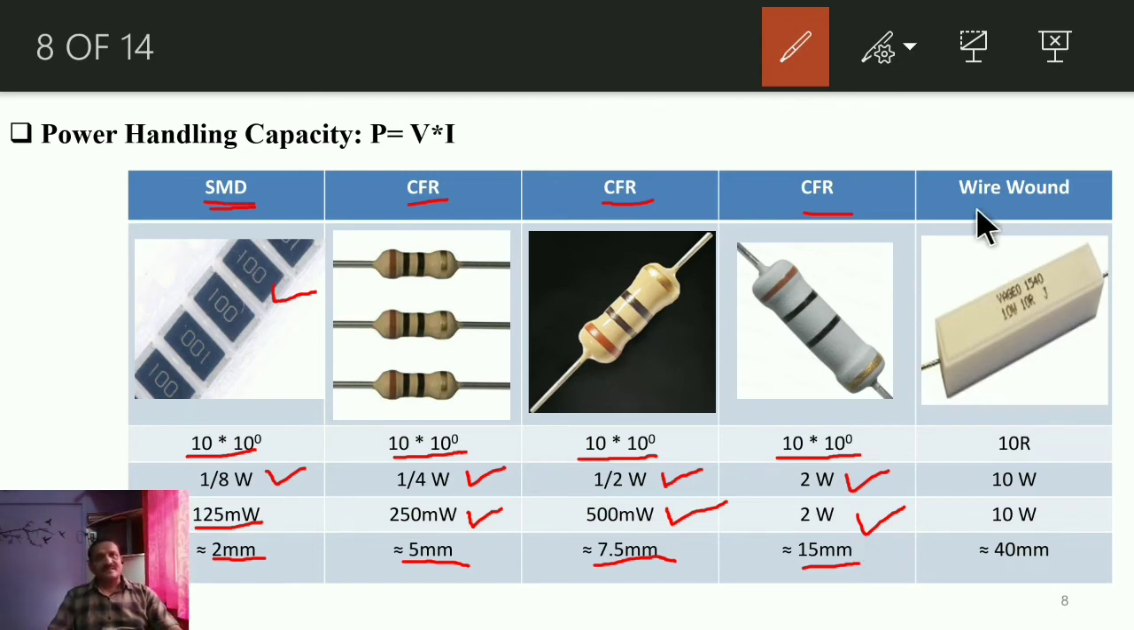And the last one, wire wound, again here it is written as 10R. You can check it. That means it is 10 ohm, right? But the power handling capacity is the largest compared to the previous ones, that is 10 watt, and that's why its size again increases up to approximately 40 mm. So what we can conclude is, as the size of the device increases, that means its power handling capacity also increases, right?